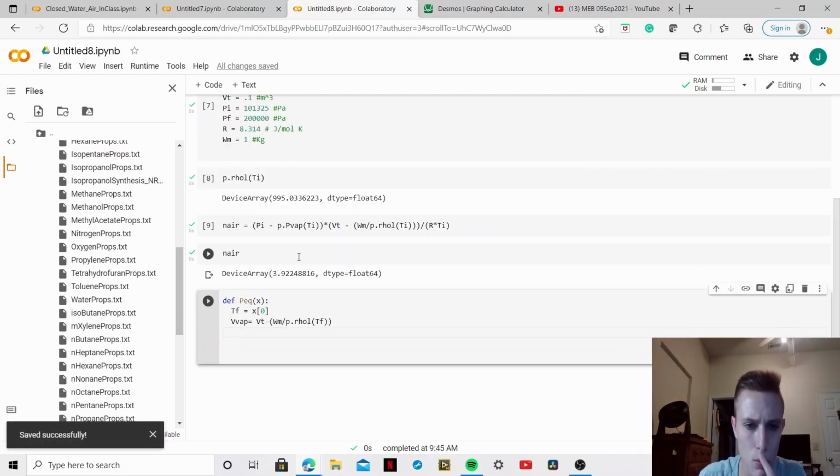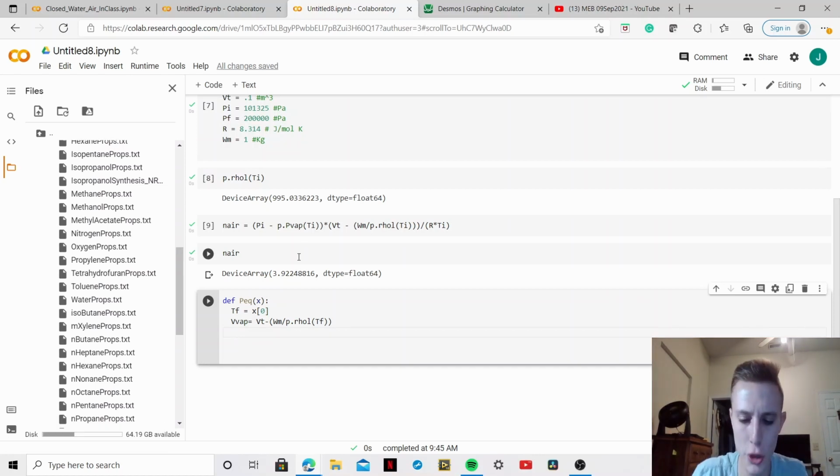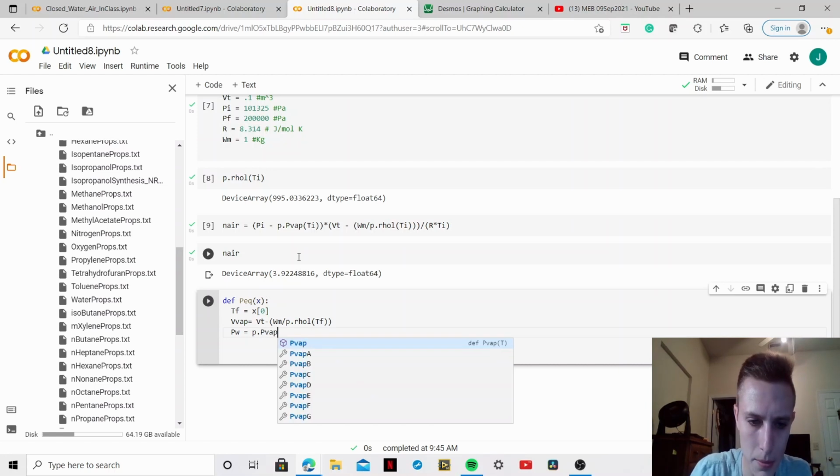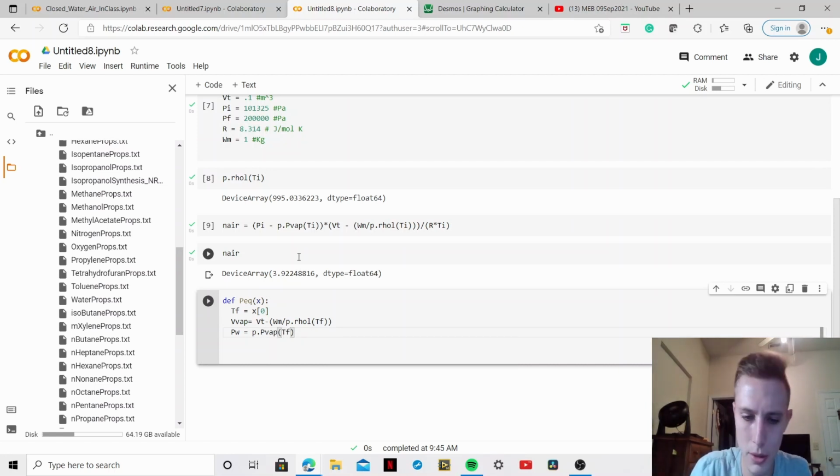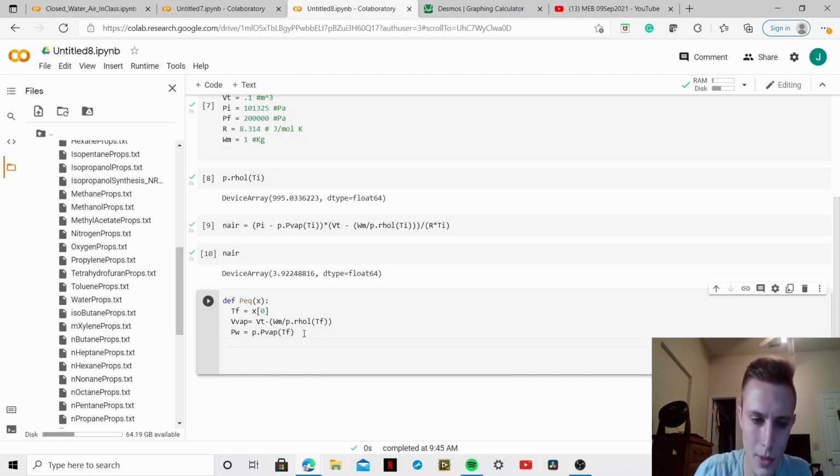So now we're going to want to find the pressure of the water, the partial pressure of the water. So PW equals, in this case, we're using ChemCat equation 101. So we're going to use PVAP at our final temperature. And now we can find the pressure of the air.